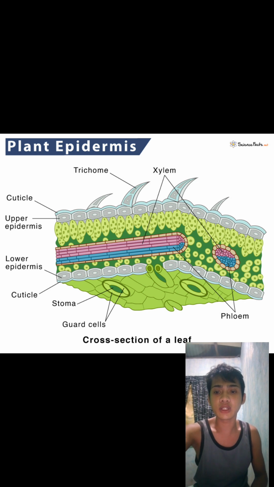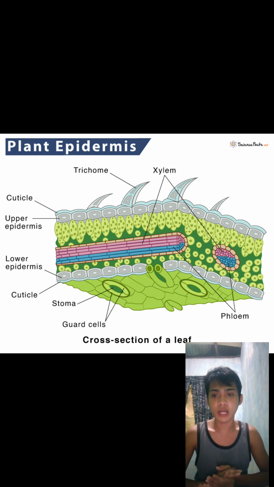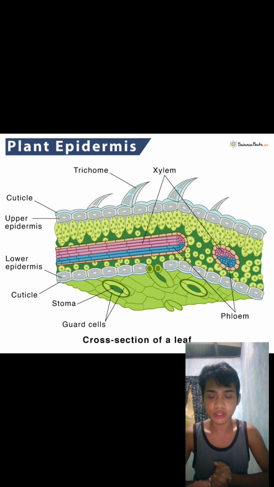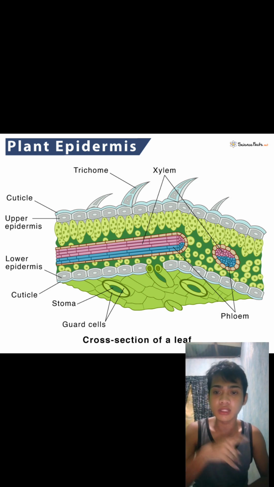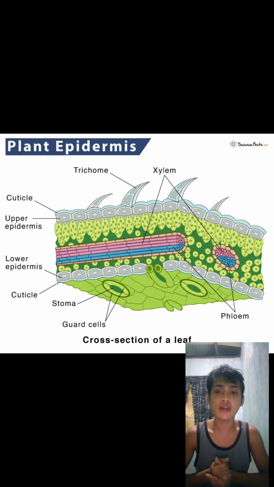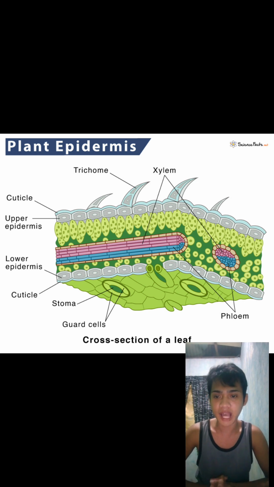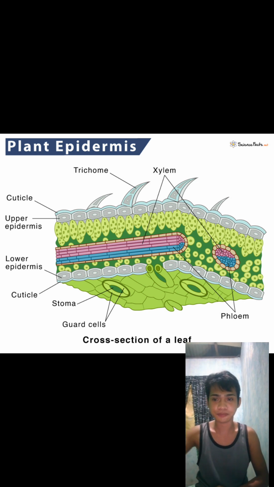So let's look at the image. That is the image of the dermal tissue, or the epidermis. This image shows the epidermis of a leaf. Have you seen those guard cells? They control the opening and closing of tiny pores that we call the stomata, which allow for gas exchange.